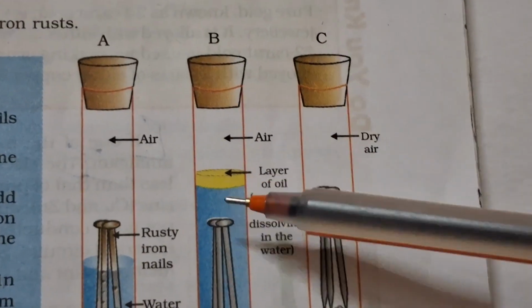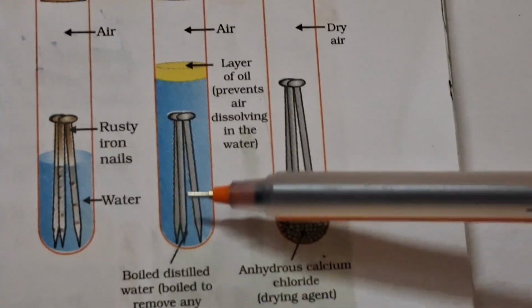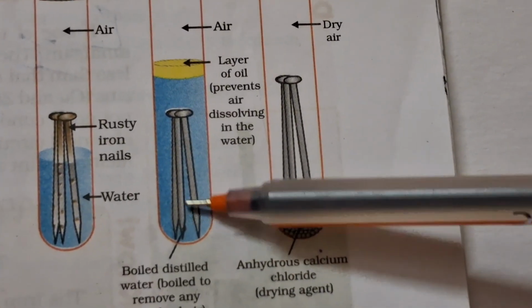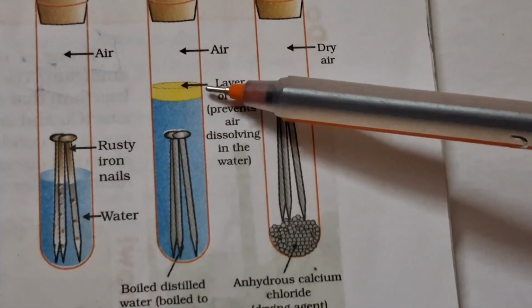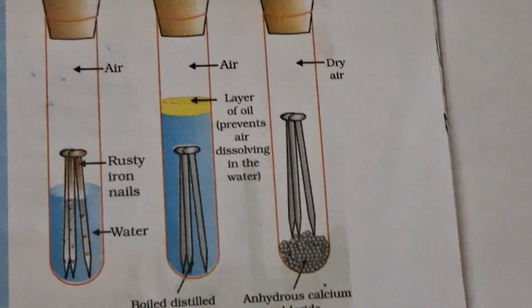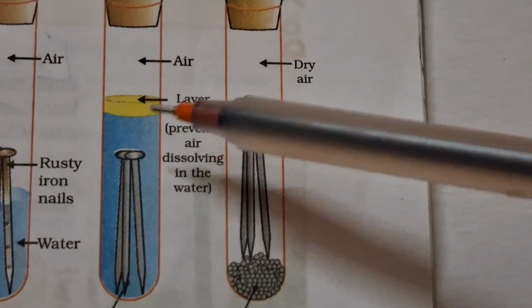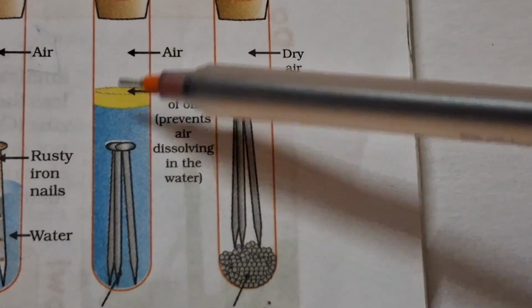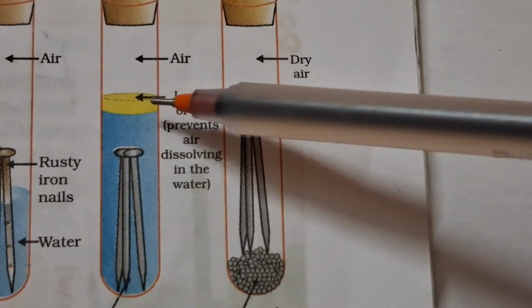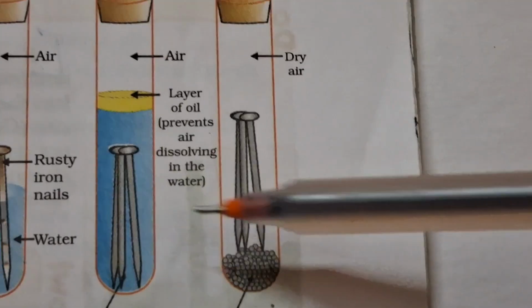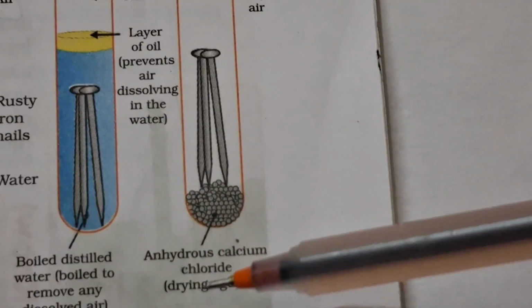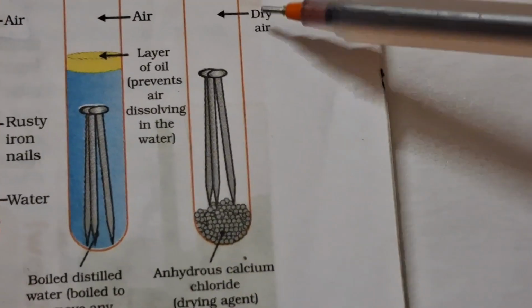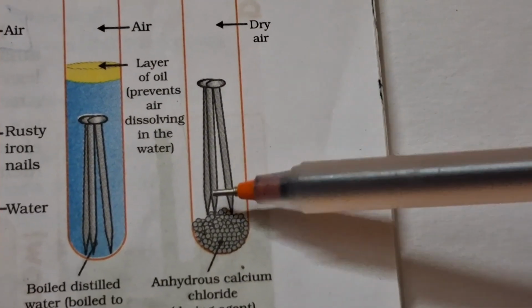In B, air is there, and water is there. This water is distilled boiled water to remove all the dissolved air in it. And here a layer of oil is put. So there is no contact of air and water here. This oil layer prevents that. And the next one has air that is totally dry because of anhydrous calcium chloride. It's a drying agent, so it absorbs moisture. In that, the iron nail is kept.